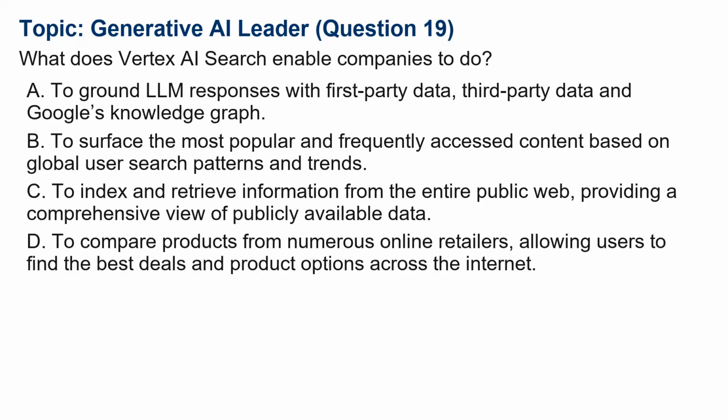What does Vertex AI Search enable companies to do? A. To ground LLM responses with first-party data, third-party data, and Google's knowledge graph. B. To surface the most popular and frequently accessed content based on global user search patterns and trends. C. To index and retrieve information from the entire public web, providing a comprehensive view of publicly available data. D. To compare products from numerous online retailers, allowing users to find the best deals and product options across the internet.